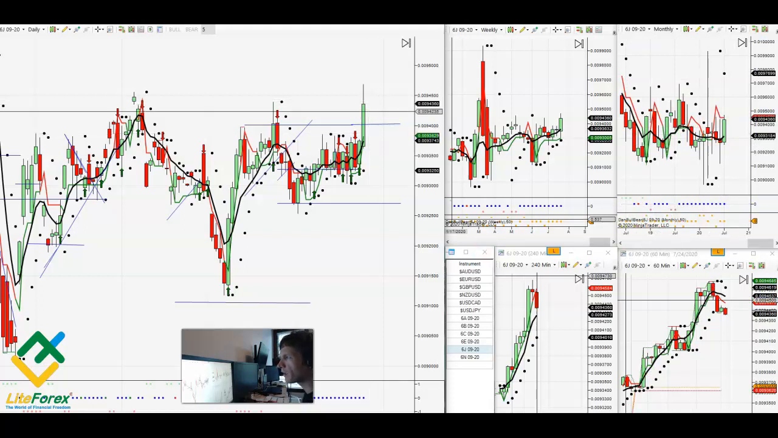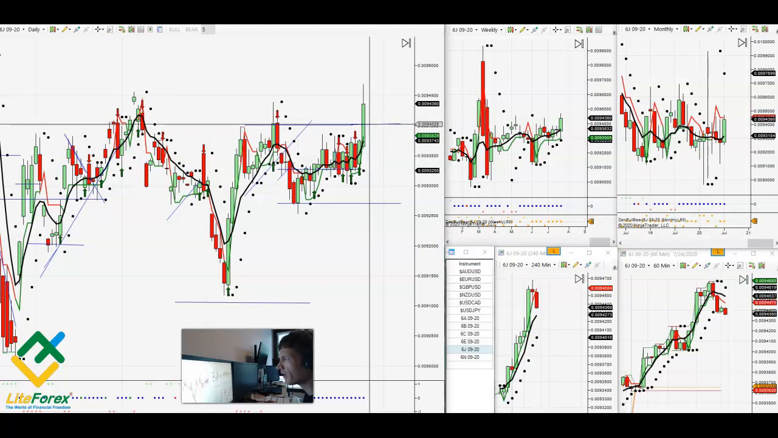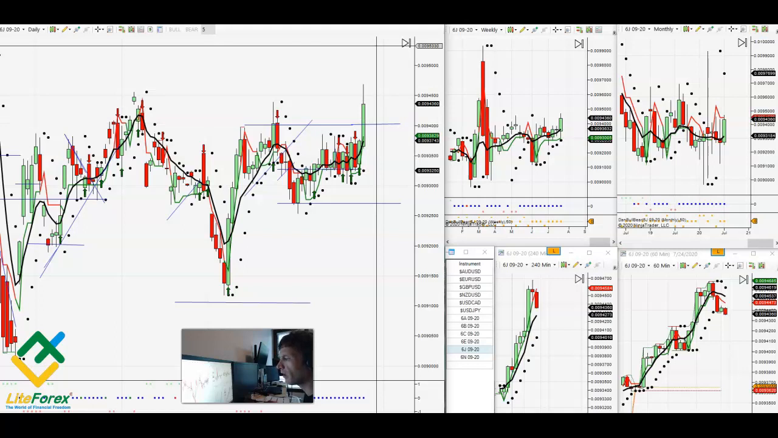Let's see if this can hold this support. Now this is support. This was resistance, this 0.0094 thousand price. Now it's going to be support. Let's see if that can hold and this can continue to break higher.